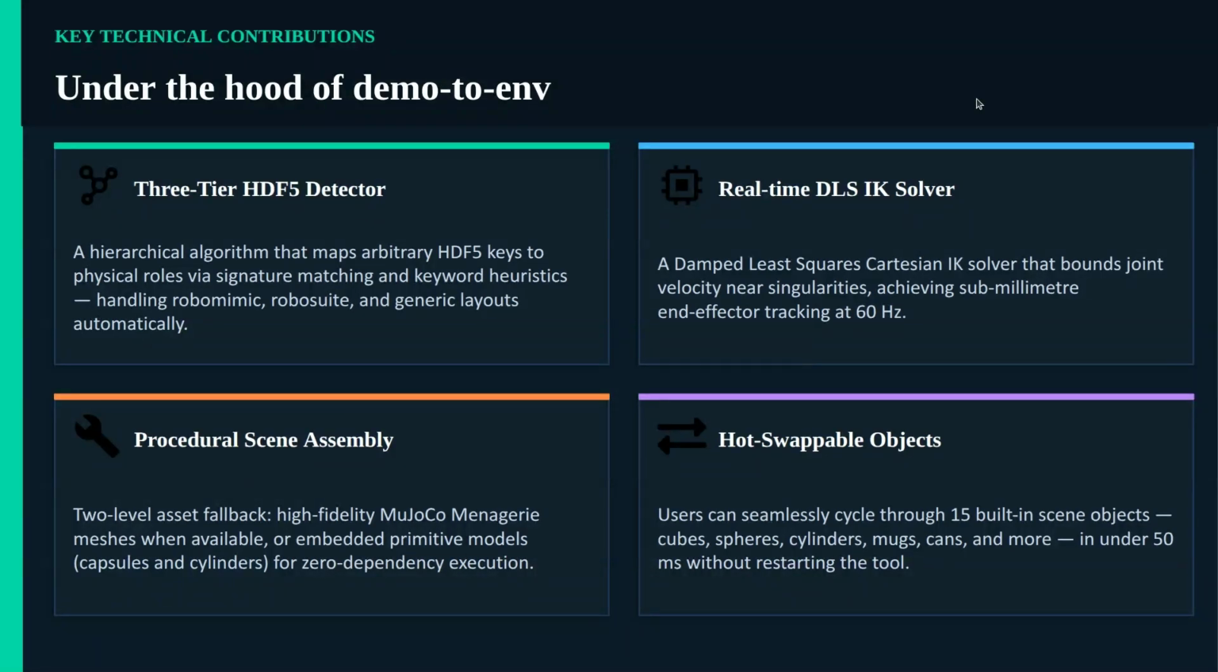We have a real-time DLS inverse kinematics solver. So a damped least squares Cartesian inverse kinematics solver is able to give us Cartesian control, unlike other simulators. And we have scene assembly.